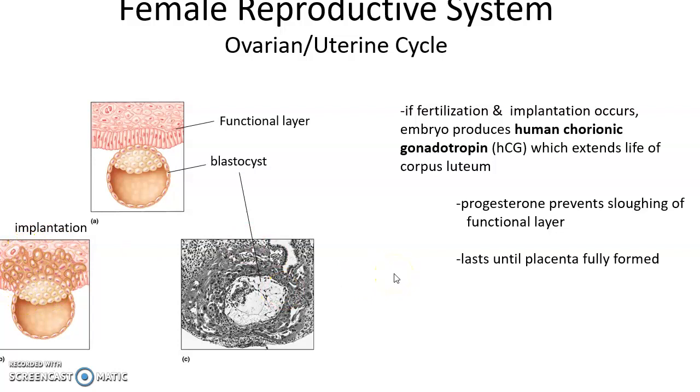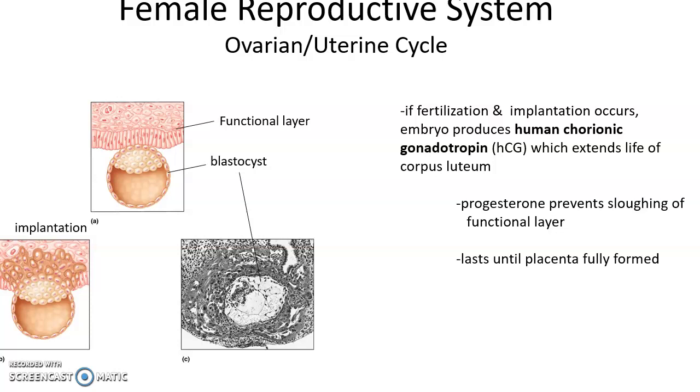This leads to cells that will become the placenta and cells that will become the embryo. At this time, the embryo will be releasing the hormone human chorionic gonadotropin. And the function of human chorionic gonadotropin is to extend the life of the corpus luteum for approximately 3 months. This means there'll be a continued production of progesterone, which will prevent the sloughing off of the functional layer.